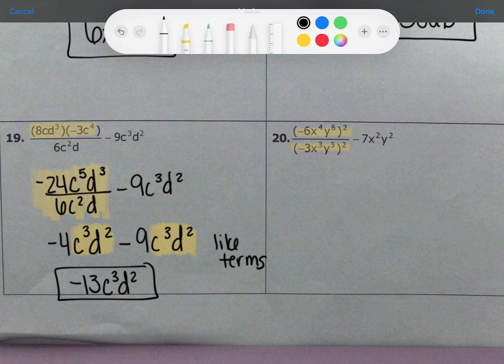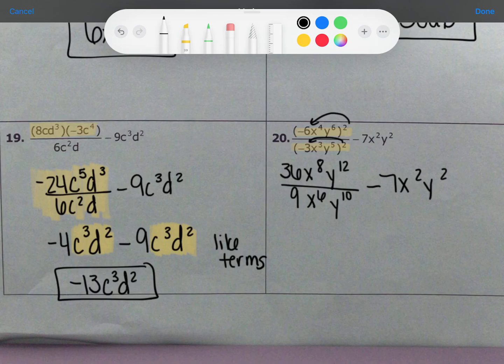So I've got -6 squared is +36. Multiplied my x's, multiplied my y's. We good? On the bottom, I'm going to distribute, and that gives me +9. Multiplied my x's, multiplied my y's. And then I keep my -7x squared y squared. Can't do anything with that yet. Then I'm ready to divide.